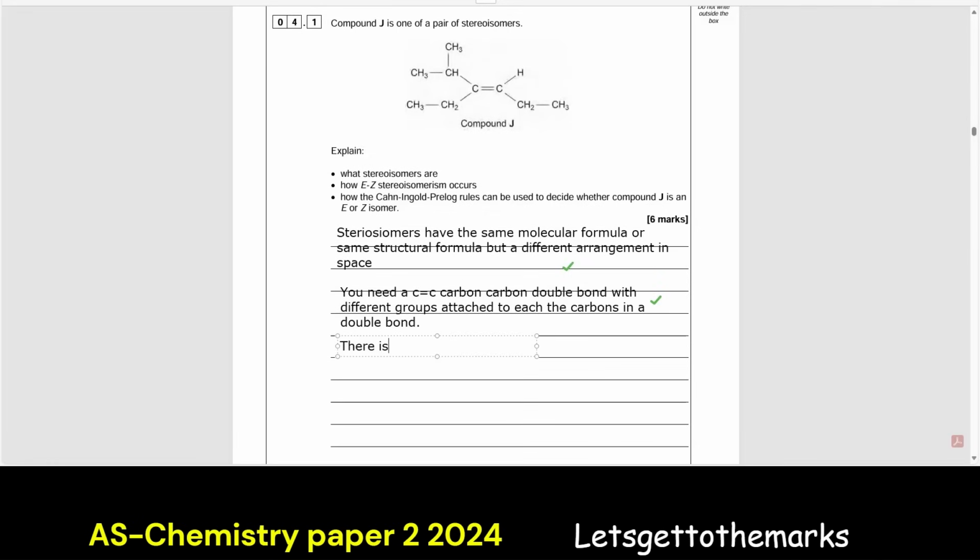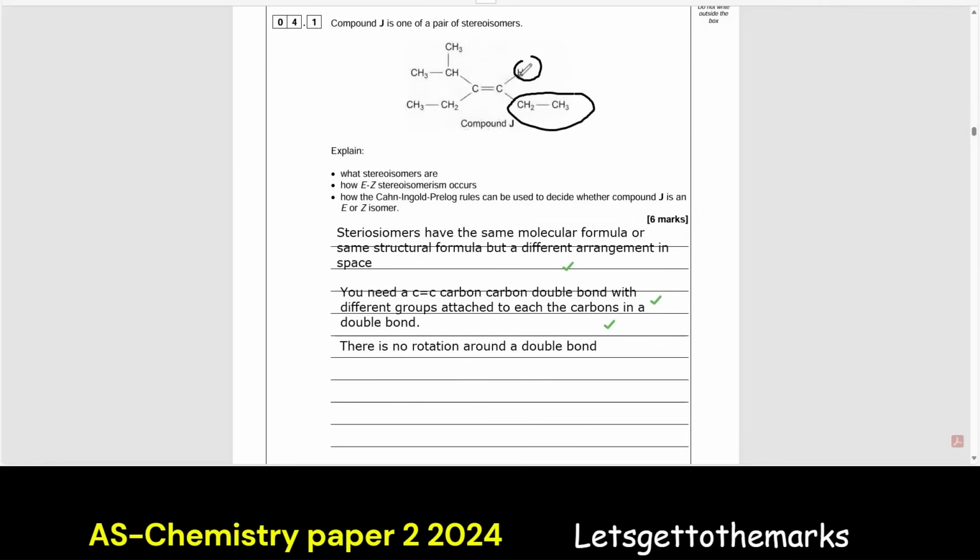And the fact that we also want to add in there is no rotation around a double bond. Why is the no rotation around a double bond important? Now, I think probably these three things are only 2 marks, but the reason is, you see, I have a hydrogen here and I have an ethyl group there.